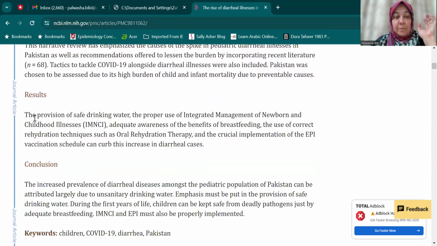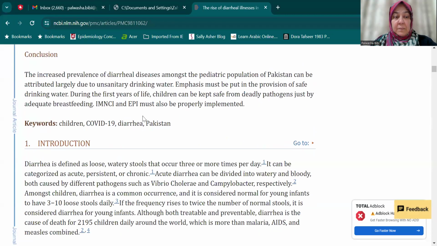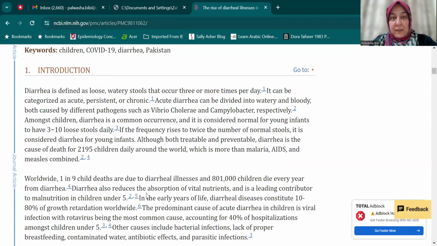Then the results: provision of safe drinking water, proper use of integrated management of IMNCI, adequate awareness of benefits of breastfeeding, use of correct rehydration such as oral rehydration, and the crucial implementation of EPI vaccination schedule, which includes rotavirus also, can curb this increase in diarrheal cases. This is their abstract. Okay, you have read it. Now move ahead to the introduction.